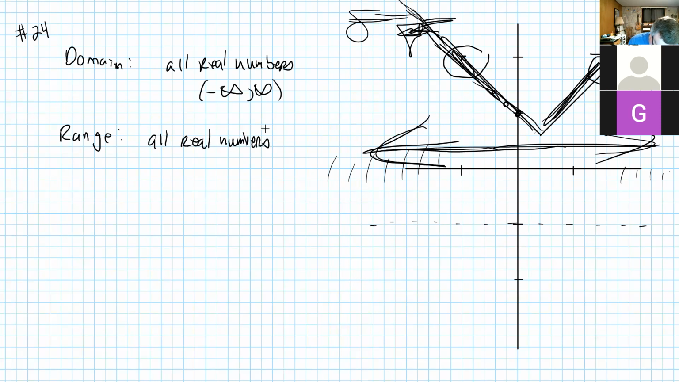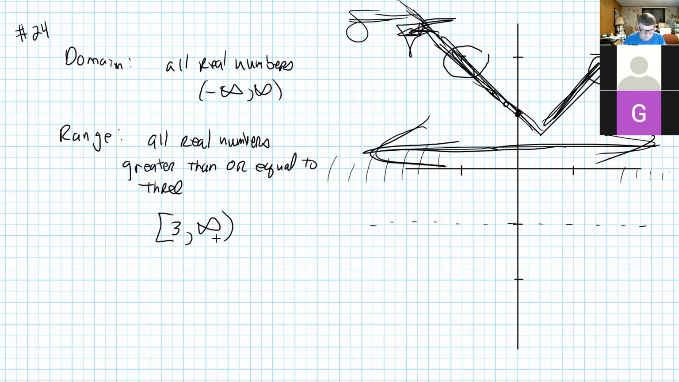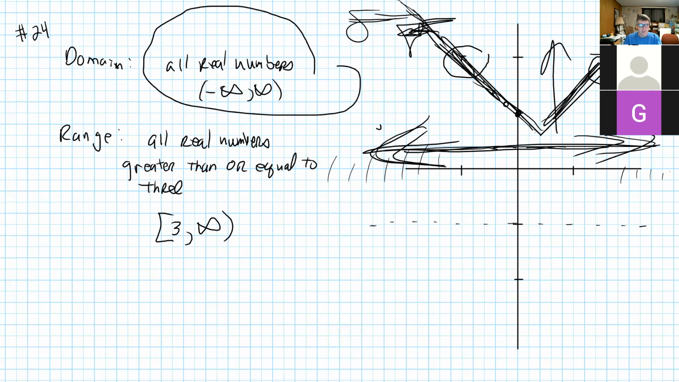Okay, so all real numbers greater than or equal to 3. In interval notation, you'd have a bracket of 3 going to infinity. Everybody seeing that? So your range starts at 3 and goes forever above. Your domain goes to negative and positive infinity, so your domain's all real numbers. The range is greater than or equal to 3. Okay?